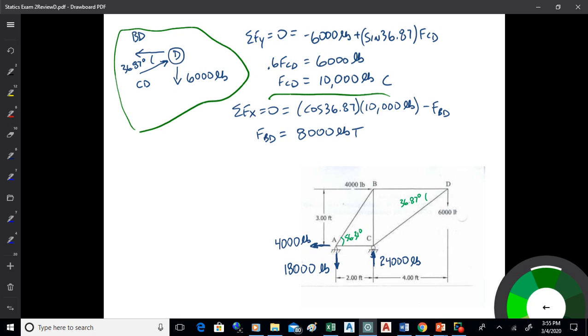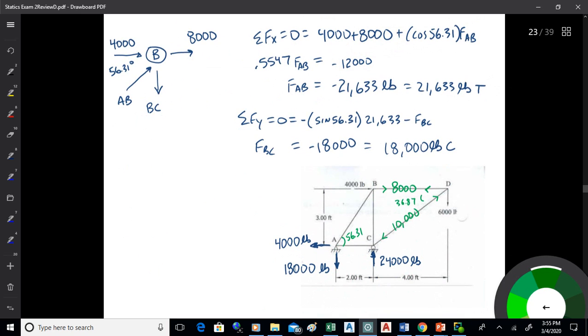We good on that? Okay, so now we've got those two, so now we can go somewhere else. We can go to joint B, or you can also go to joint C, it really doesn't matter now. I went to joint B. There's my free body diagram. Sum of Fx is 0, and I can get AB that way. I start with sum of Fx because I've got only one x unknown. I've got two y unknowns, so I don't want to start with sum of Fy, I want to start with sum of Fx.